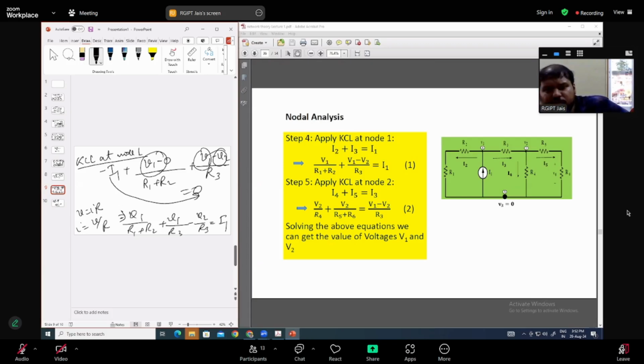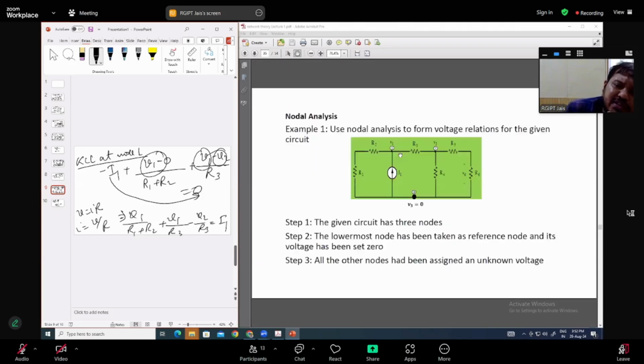Now let me know if you have any doubts here. Now we will be seeing different cases of node analysis, but before that, all your doubts should be very clear. Otherwise, it will be difficult for you to understand the next concepts. Let me know in the chat.